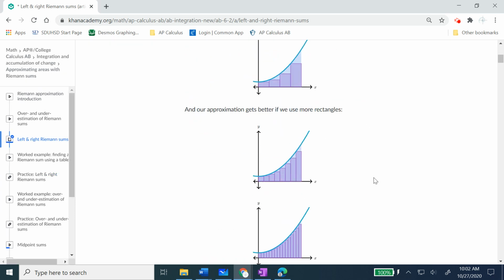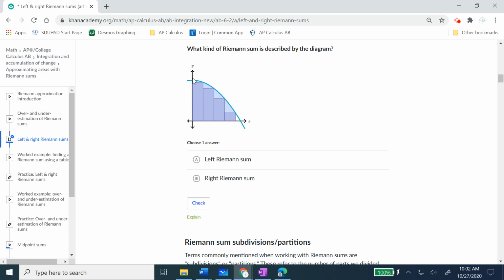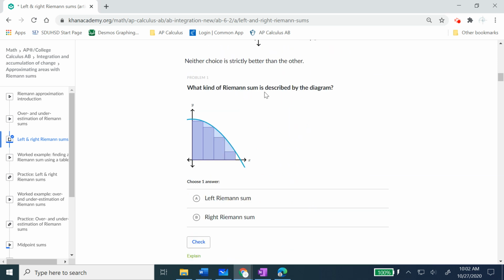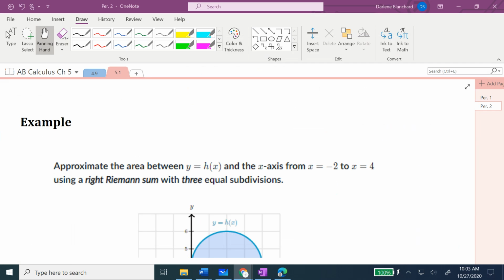And this just gives you the opportunity to be able to click some things like this one. It may be super simple, but it's at least better than just sitting here listening. What kind of Riemann sum is described by the diagram? Choose one, left or right. So you can have fun with that. I hope you at least appreciate that I'm trying to create some interaction because I know how much that helps.